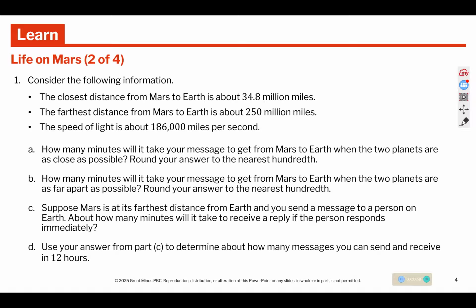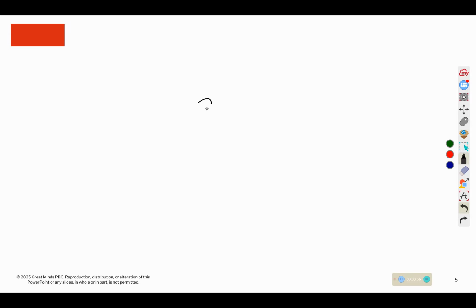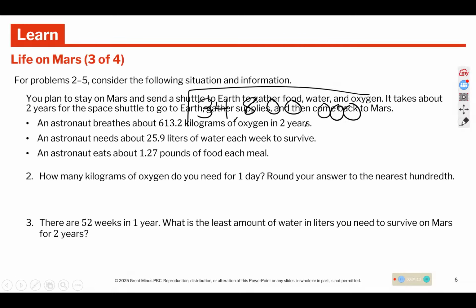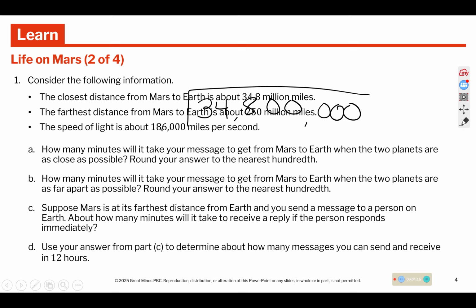The closest distance is 34.8 million miles. So 34 million would be with 6 zeros, but it's 34.8. So this one is going to be an 8, and we're splitting it into 186,000 because that's how many miles it can go each second.